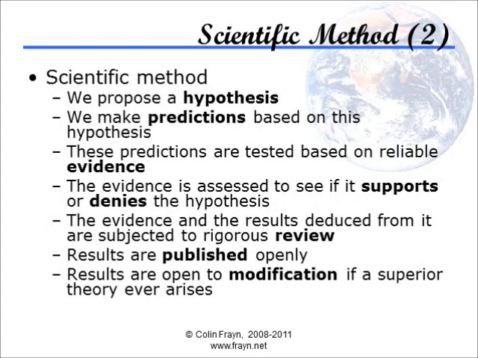So, to summarise, this is how science is done. We propose a hypothesis, we make predictions based on this hypothesis. These predictions are tested based on reliable evidence. The evidence is assessed to see if it supports or denies the hypothesis. The evidence and the results deduced from it are subjected to rigorous review. Results are published openly to maximise the number of reviewers. Results are always open to modification if a superior theory ever arises.